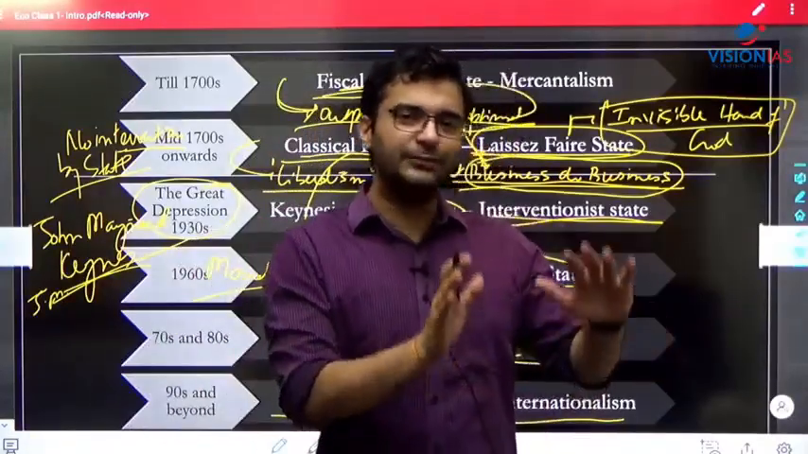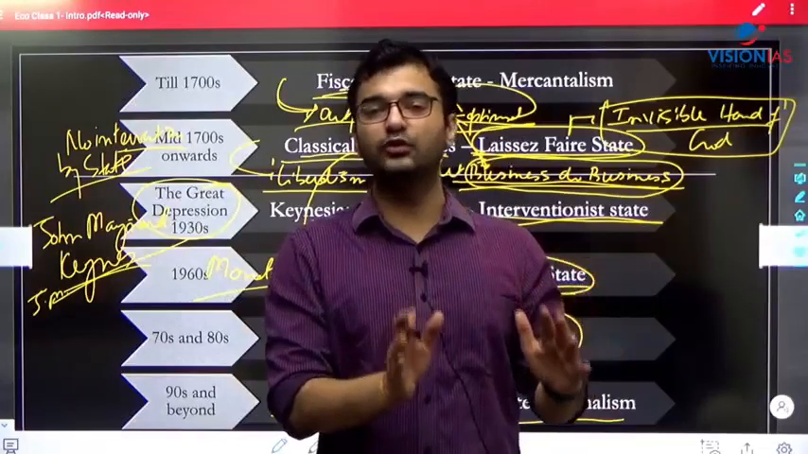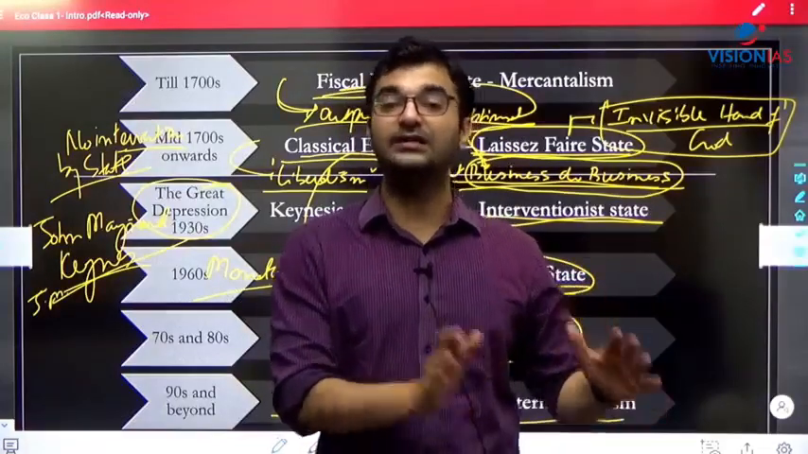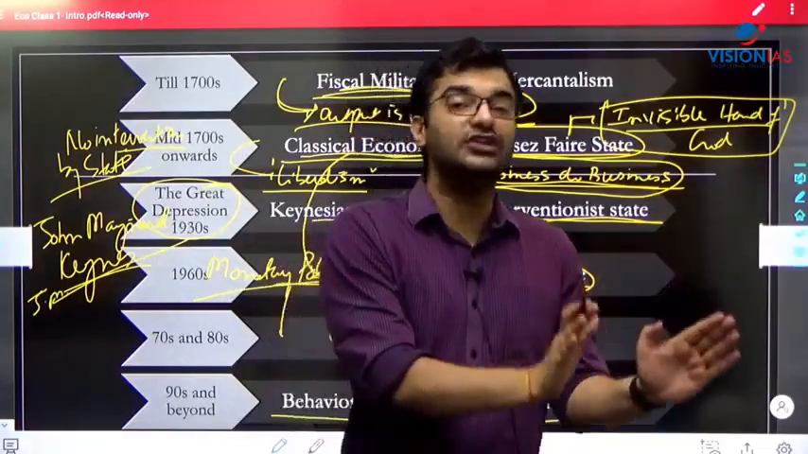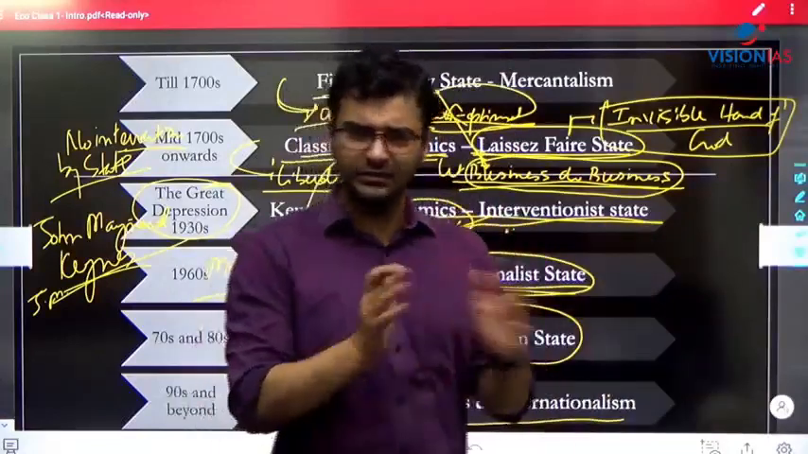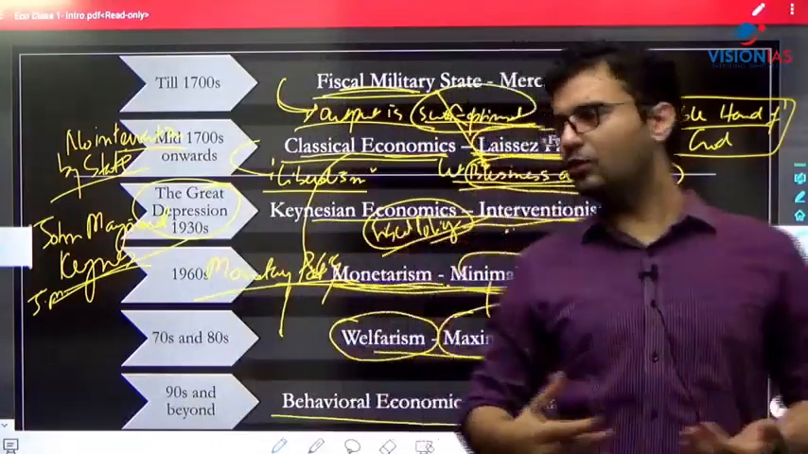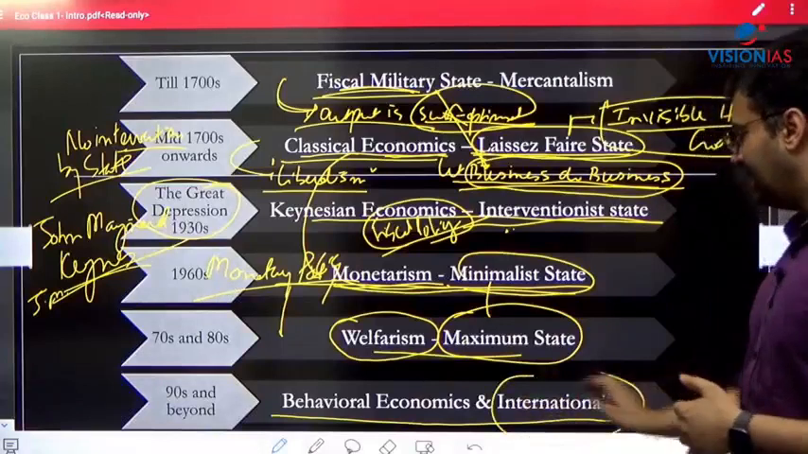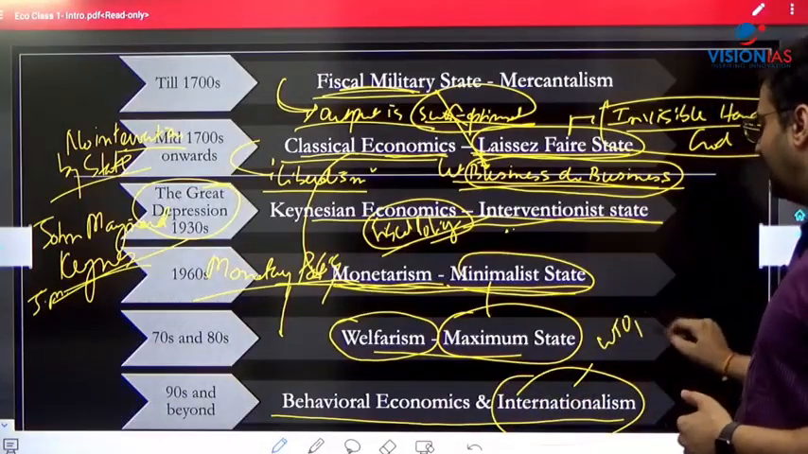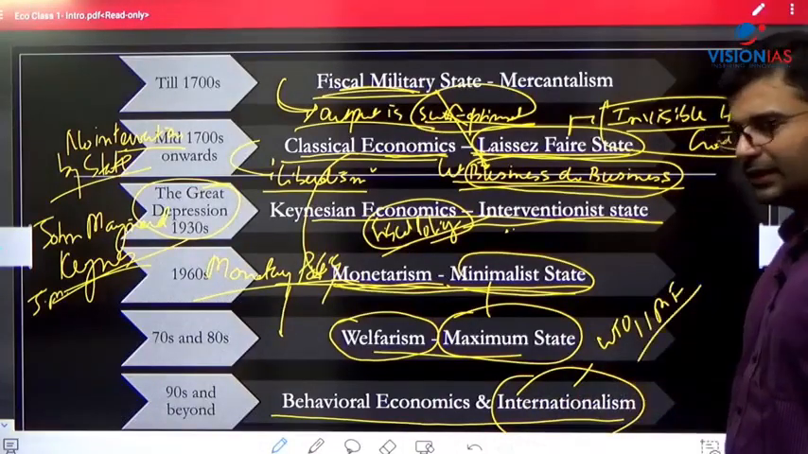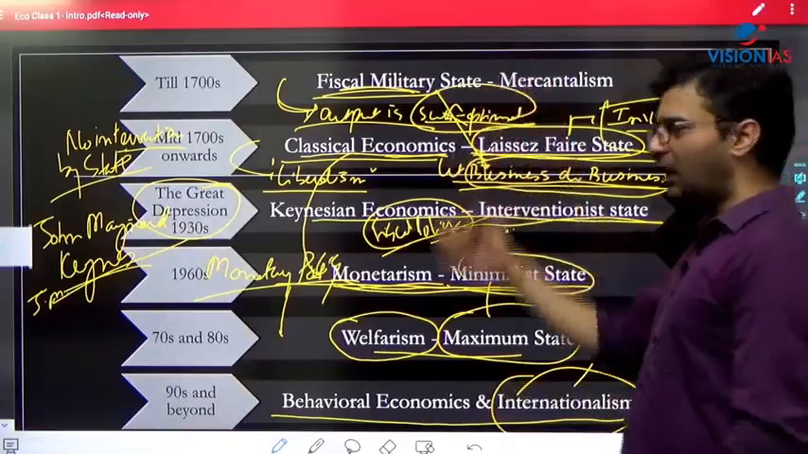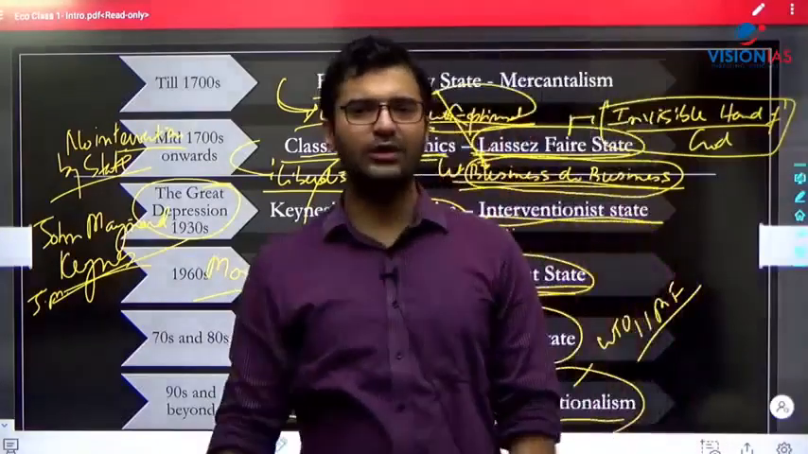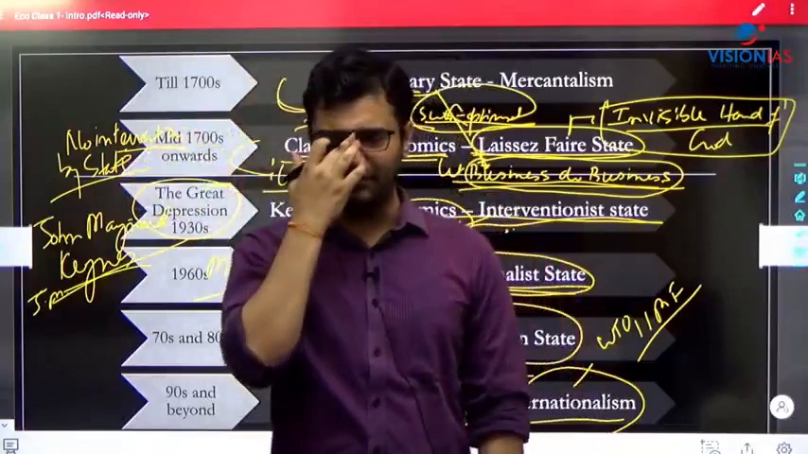Most efficient production should happen. Production of a good should happen in that country or that place where it can be most efficiently produced. This is what internationalism is. We'll talk about this internationalism aspect in our chapter on WTO and IMF. We'll talk about it there. Fine. So this is the broad outline of economic thinking. How has economic thinking evolved over a period of time?